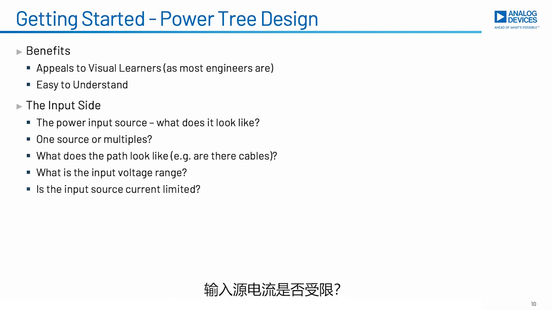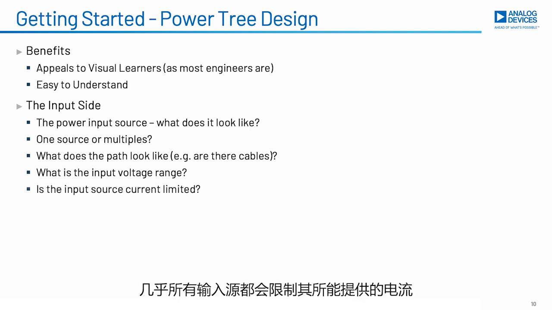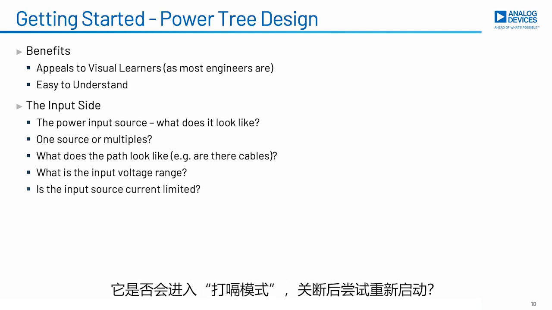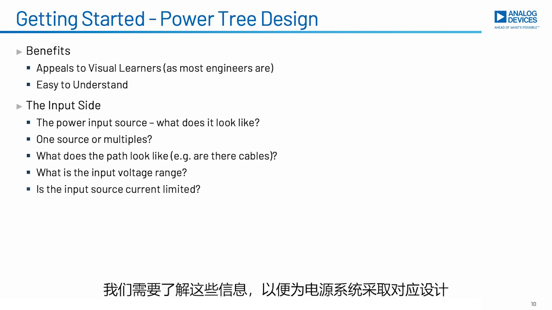Is the input source current limited? Virtually any input source is going to have some sort of limitation on how much current it can provide. But we need to understand what that current limit level is, including tolerance, and what the power supply does when you hit current limit. Does it shut off? Does it brown out, in other words, the voltage droops? Does it go into hiccup mode where it shuts on and off and on and off, trying to restart? We need to understand that in order to design the power system appropriately.